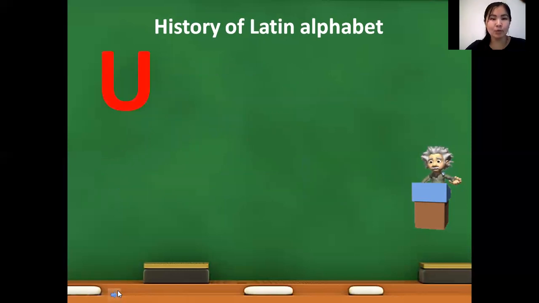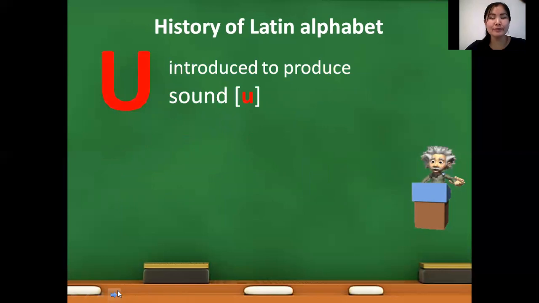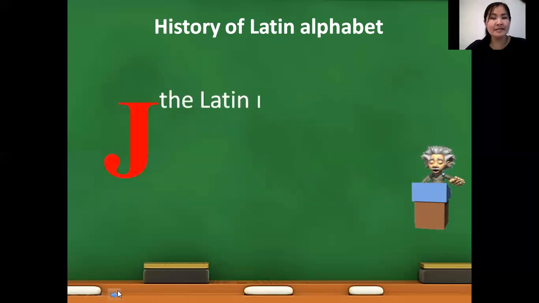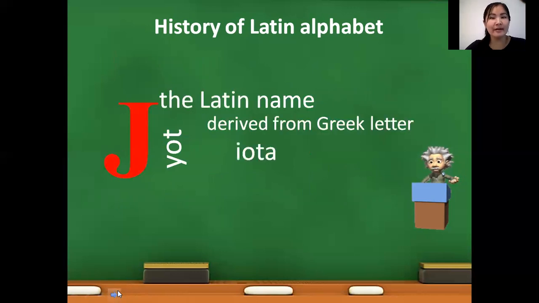U was introduced to produce sound U. Previously, letter V was producing sounds U and V both. This letter's Latin name is Yot. It is derived from the Greek letter iota. Yot produces sound Y.